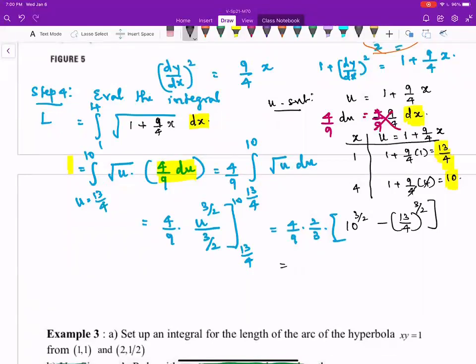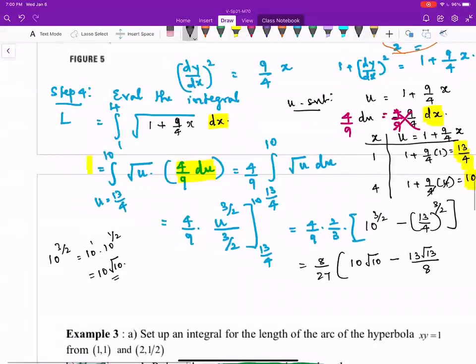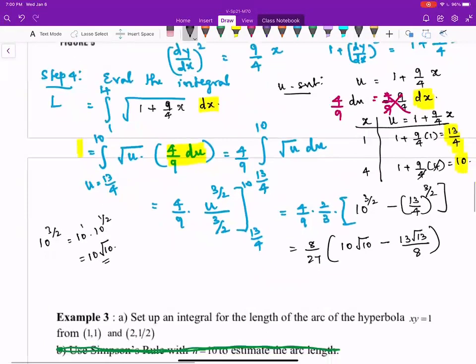So it will be 8 over 27. Then it is 10 square root of 10. So 10 to the power 3 by 2 can be written as 10 times 10 to the power 1 half. So it is 10 square root of 10. You will be using this idea quite often. So anytime you have to the power 3 halves, you can write x square root of x type, minus 13 square root of 13 divided by 2 to the power 3 halves, 4 to the power 3 halves, which is equal to 8. 4 to the power 3 halves is 8.